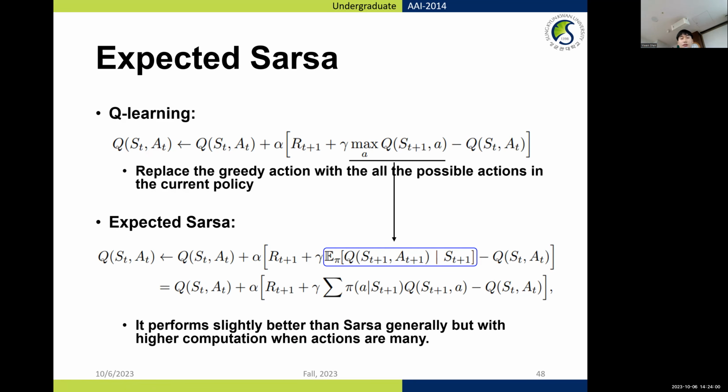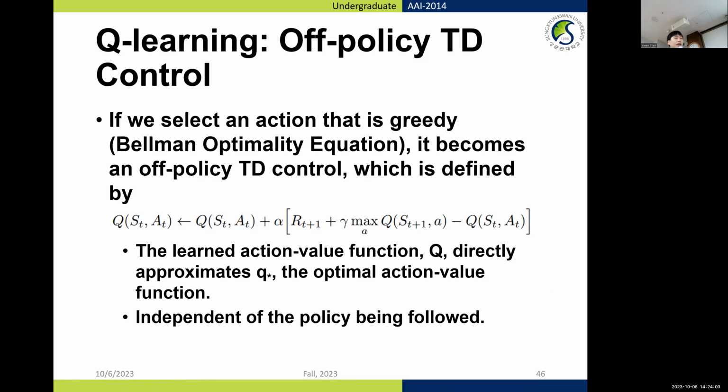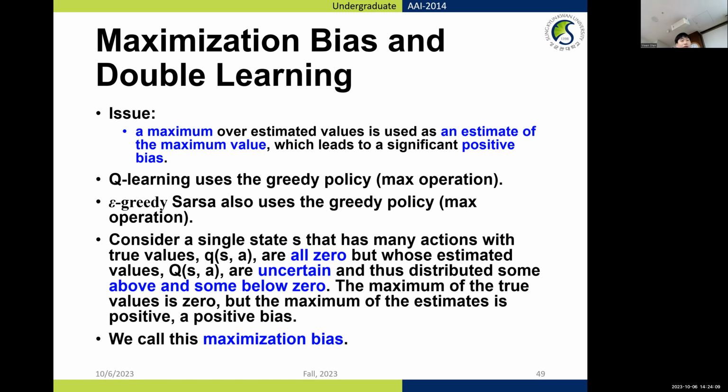So far we looked at multiple algorithms: Q-learning, SARSA, and expected SARSA. They have one issue, which we call maximization bias. The issue is that the maximum of the overestimated values is used as an estimate of the maximum value, which leads to a significant positive bias. Q-learning uses a greedy policy, which is a max operation, right? Epsilon greedy SARSA also uses the greedy policy.